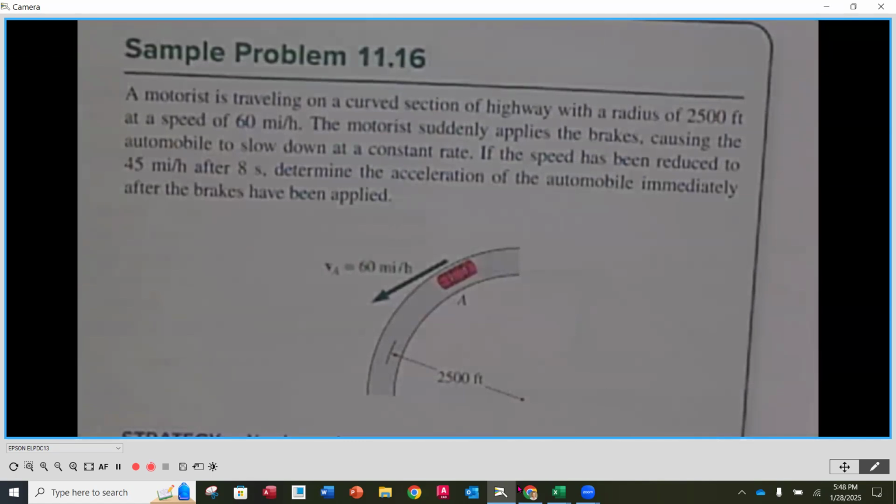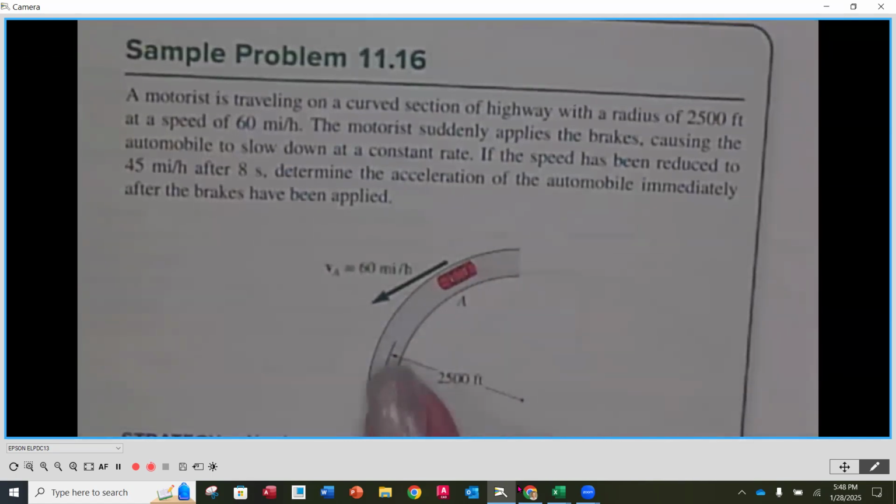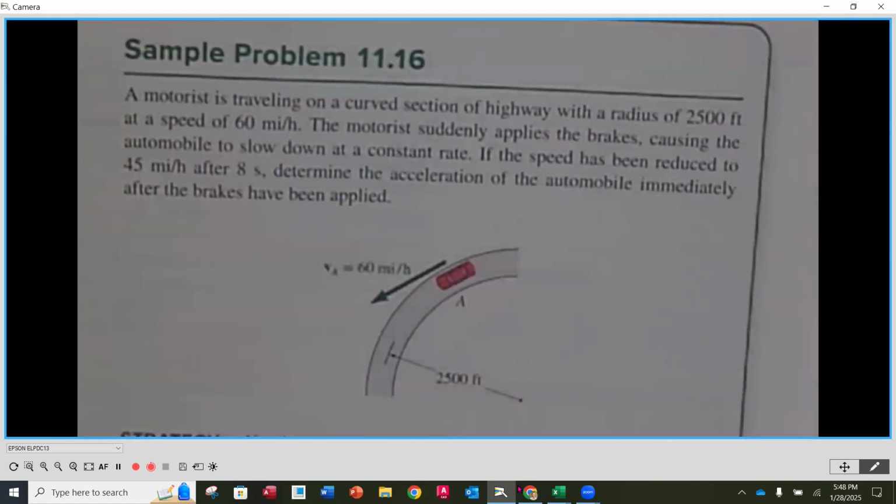Then the next thing we're going to do is, because this is going around a corner, we need to find the total acceleration. So it's just asking for the acceleration, but because this is going around a corner and this is curvilinear acceleration, we know that we have to calculate a normal and a tangential component.